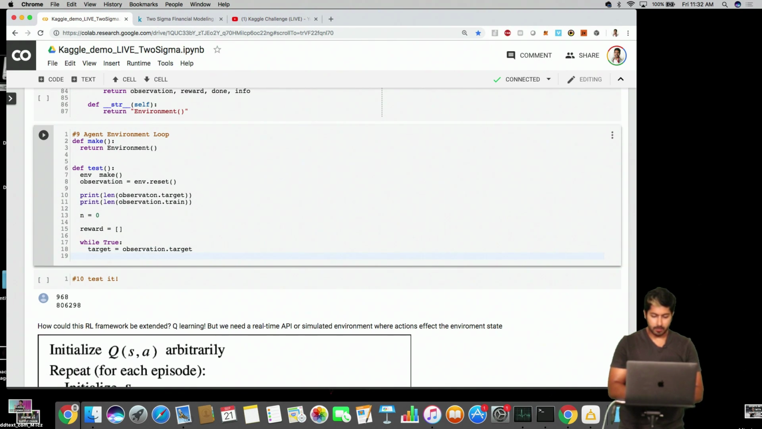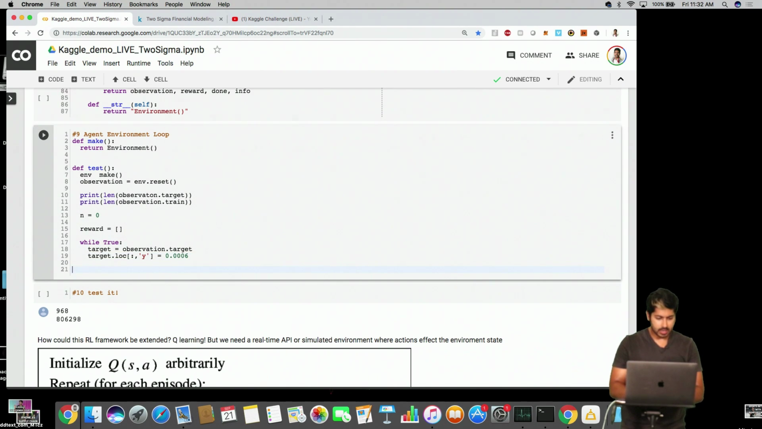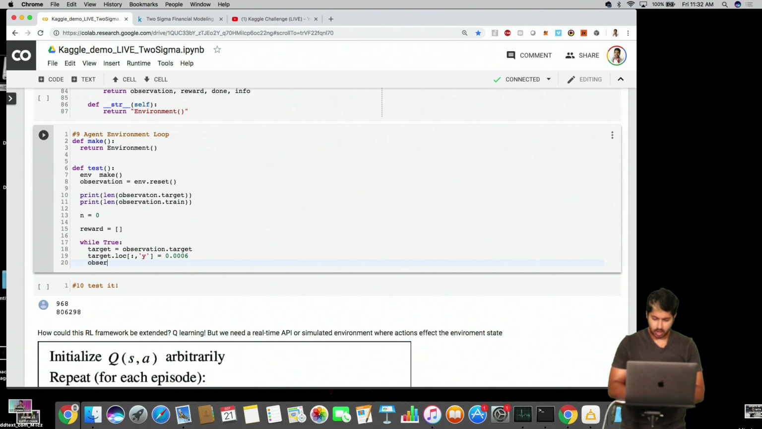And then we'll choose some starting point to just start from. Like, what is the predictor variable that we want to start from? And we'll just say 6.006, and then observation. So what are we going to get returned when we take a step?